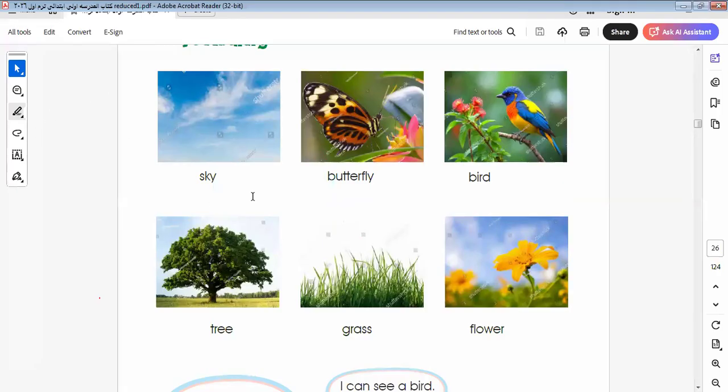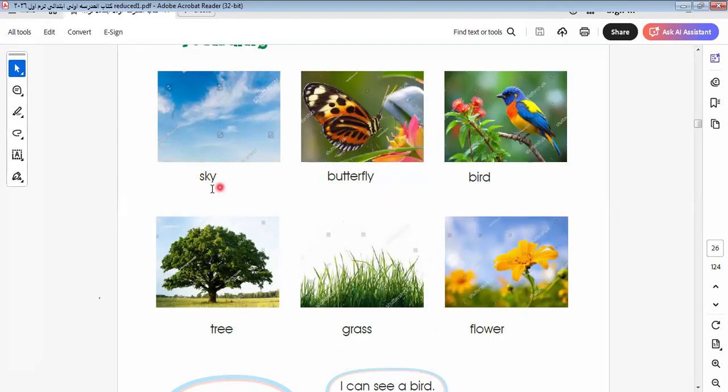Here we have sky, butterfly, bird, tree, grass, flower. I will repeat, and you repeat after me. Sky. I would like you to have a pencil and paper to write the vocabulary with me and keep it. I keep it in the video to be able to study. Sky is an easy word. Butterfly. Bird, tree, grass, flower.